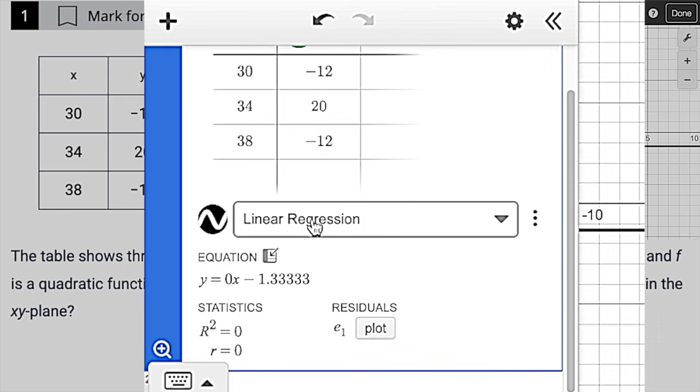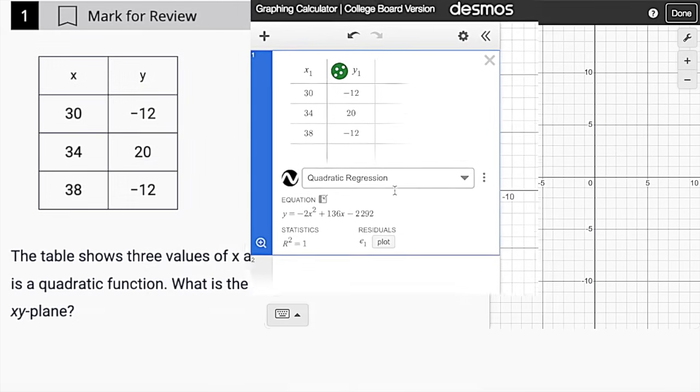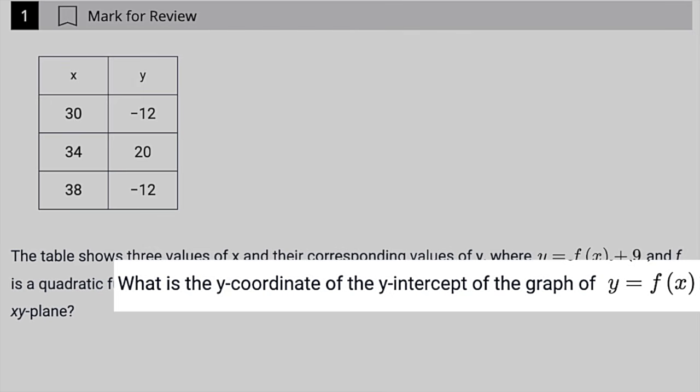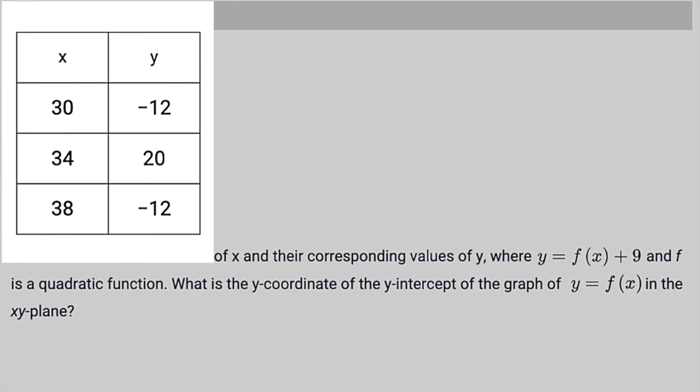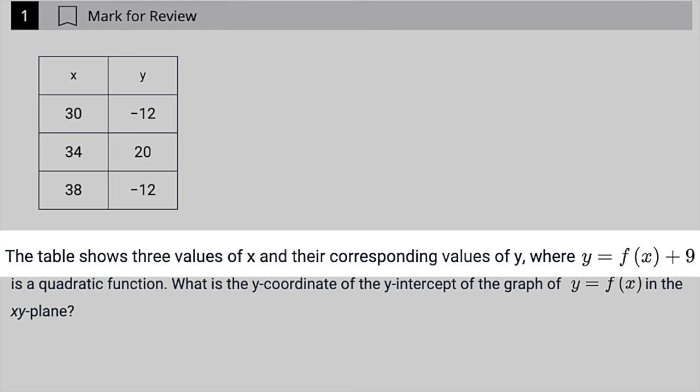Now, currently it's set for linear. We know this is quadratic. So we're going to want to pull this down and click on quadratic. Now we have an equation. And what is the question asking us again? It's asking, what is the y-coordinate of the y-intercept of f of x? Now, importantly, this is not f of x. This says we're looking at f of x plus 9.